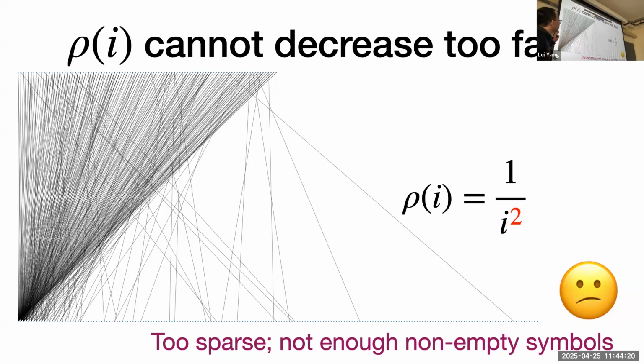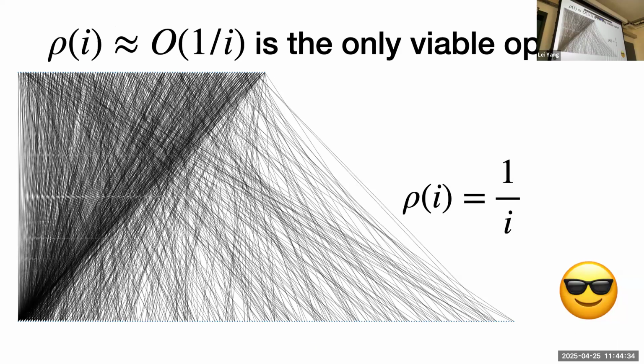So if your mapping function decreases too fast, then the resulting linear system will not have enough equations to bound the items. So this is impossible to decode. And when this mapping probability is on the order of 1 over I, then it's the perfect balance. You don't have too many wasted, for example here, wasted empty symbols, and you don't have too dense of a graph at the very beginning, so that you cannot start decoding.